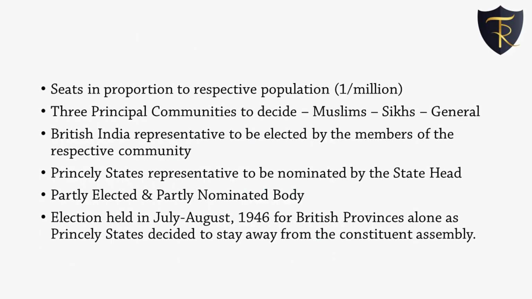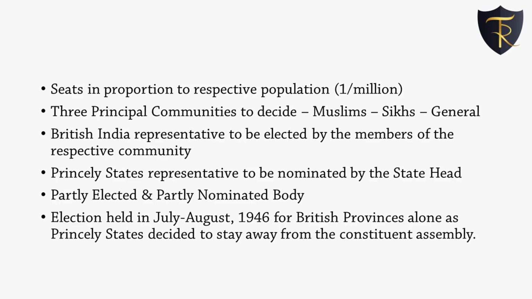Seats were allotted in proportion to the respective population, that is, 1 for every million population. There were 3 principal communities to decide the seat allocation: the Muslims, Sikhs and the General. The representatives for British India were to be elected by the members of that particular community. For princely states, they were to be nominated by the heads of the respective states. So the Assembly looked like a partly elected and partly nominated body.